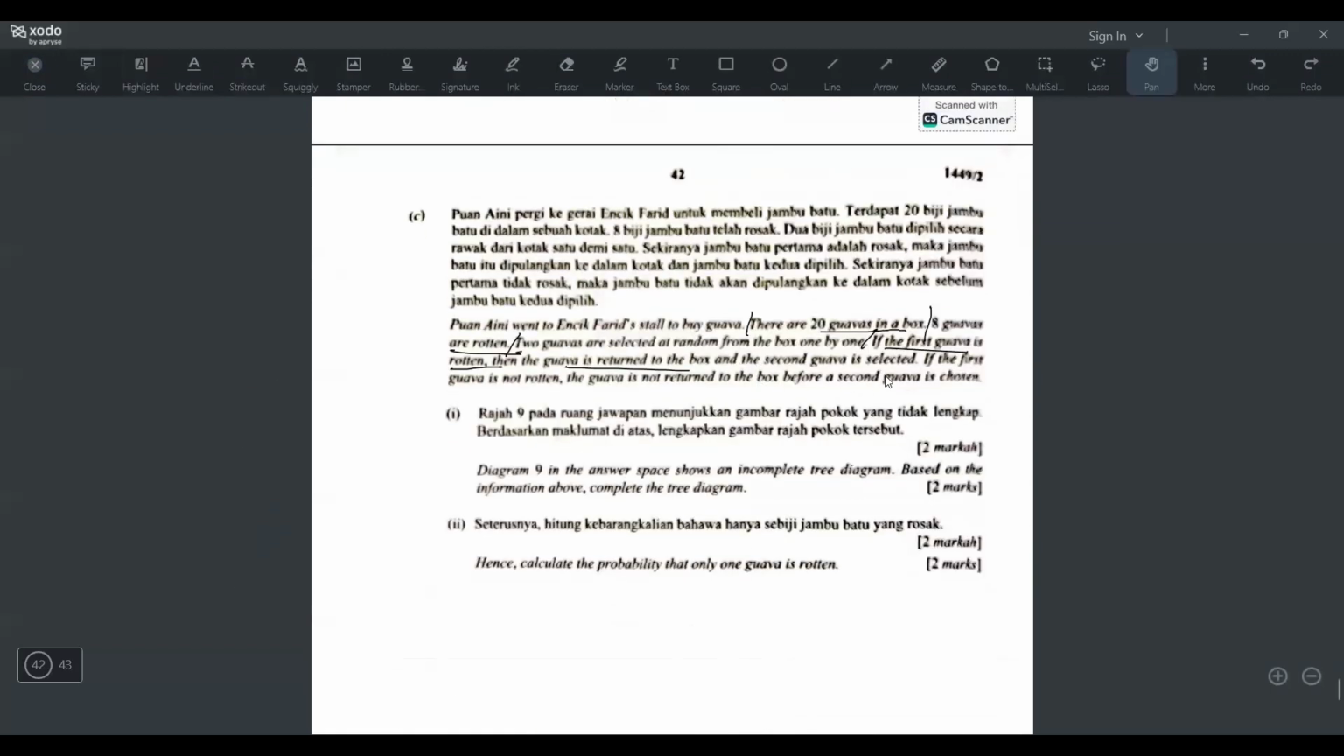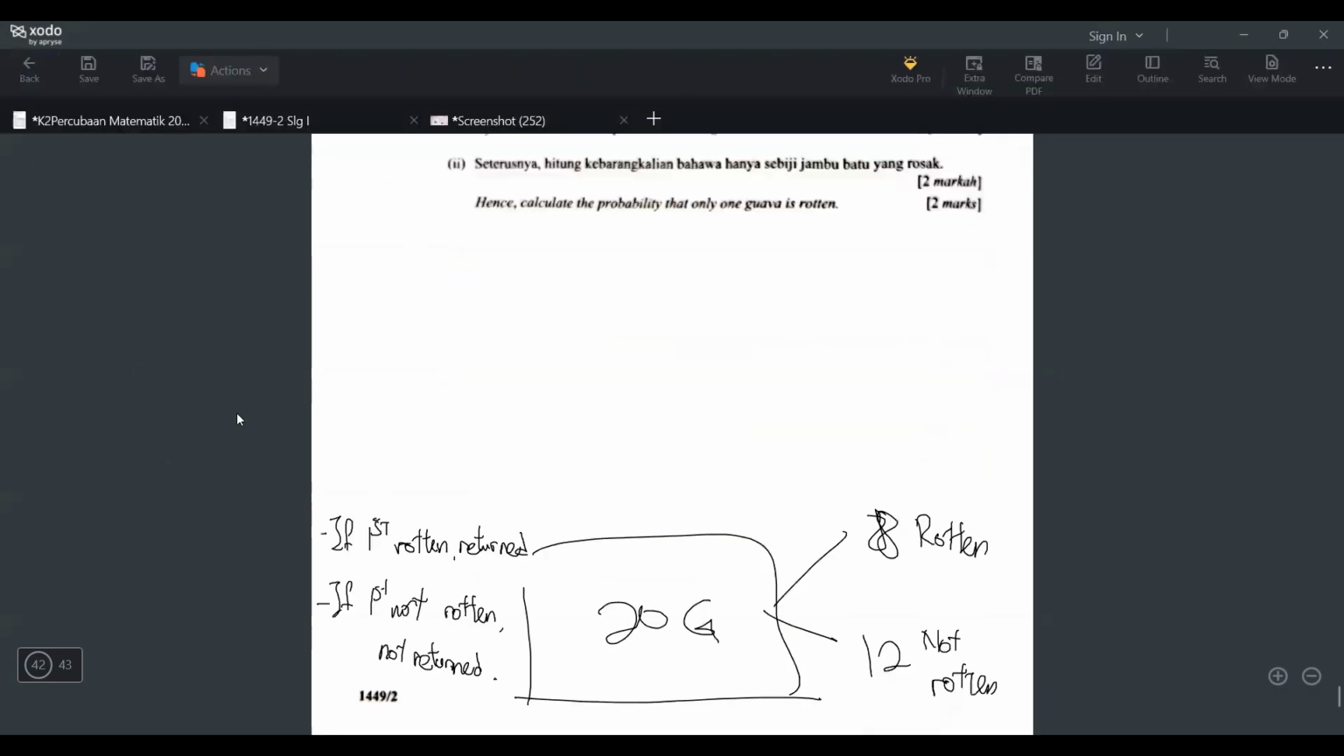Wait, let's double check. If the first guava is rotten, then the guava is returned to the box, and the second is selected. Okay. But if the first one is not rotten, then it's not returned before the second guava is chosen. So if it's not returned, it means when you take the second guava, the total has to minus one already lah. Because the total sudah tukar already. Yeah, the total has to be 20 minus 1, right? Okay, so number 1, diagram 9, based on the information, complete the tree diagram. Okay, so let's do it.